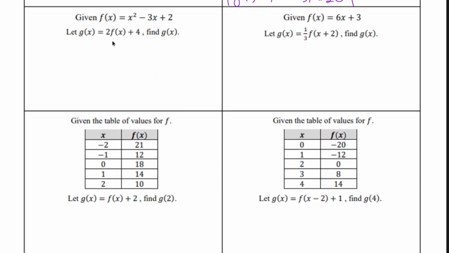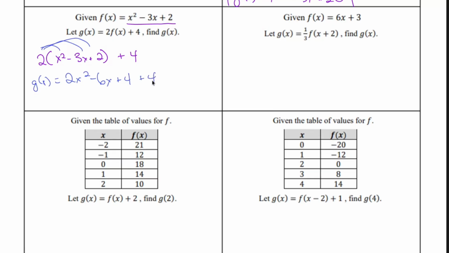Now what we're going to do is take 2 times f of x plus 4. So remember, f of x is that guy. So 2 times that whole thing, x squared minus 3x plus 2, and then we're going to add 4 to it. So g of x is going to equal that. So that's 2x squared minus 6x plus 4 plus 4. And really all we have to do is just combine those two 4s.